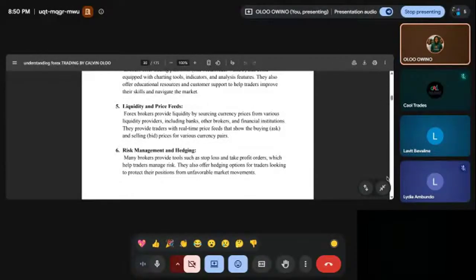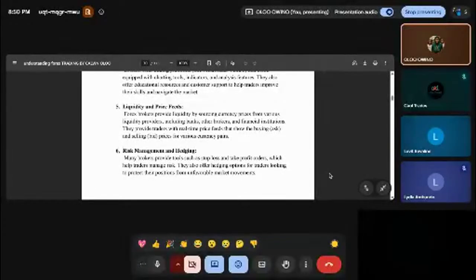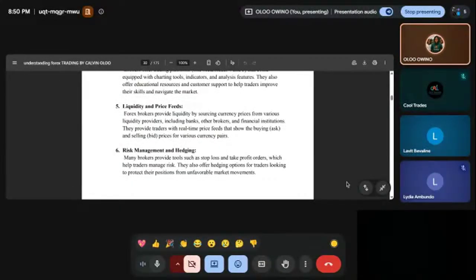They give liquidity and price feeds. They provide liquidity. Most brokers are liquidity providers, but not all brokers are liquidity providers. I'll explain that as we continue. Now, forex brokers provide liquidity by sourcing currency prices from various liquidity providers, including banks, other brokers, and financial institutions. They provide traders with real-time price feeds for buying, which is the ask price, and selling, the bid price, for various currency pairs. Many brokers also provide you with tools such as take profit and stop loss to help you manage your risk.